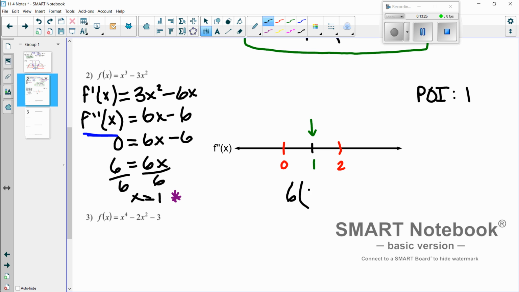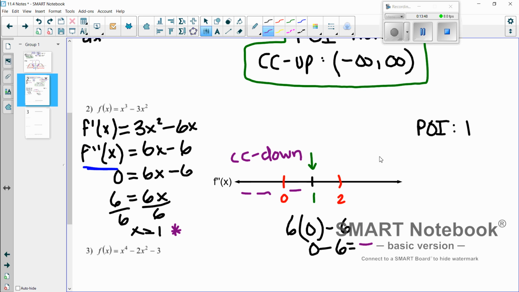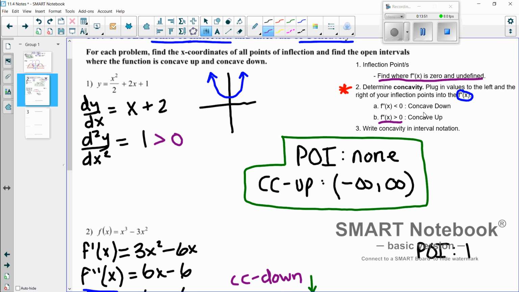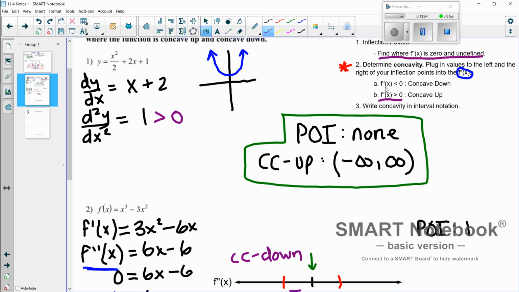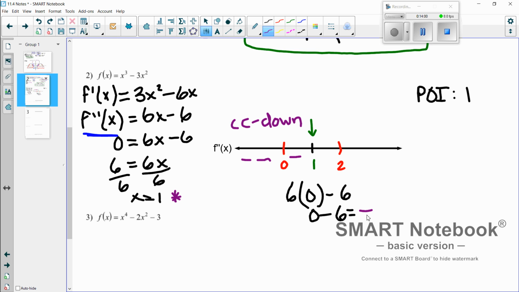Let's do 0 first. So 6 times 0 minus 6. Well, this is 0 minus 6. That gets me a negative number. That means to the left of our inflection point, we have concave down because we get a negative number. I'm going to write that out. I want to go right back up here to relate it to the steps I wrote out: if the second derivative is less than 0, case A, it's concave down. We got the second derivative negative, or less than 0, and that's why it's concave down over here.